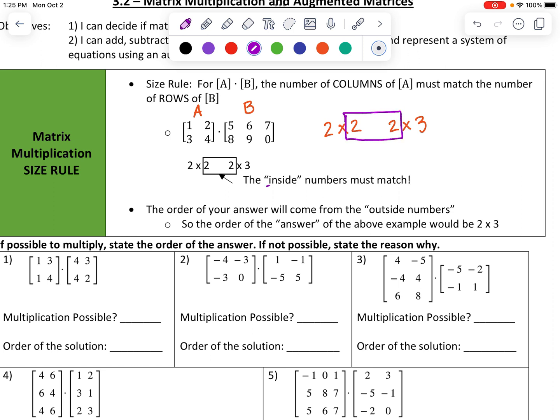So we always think about the inside numbers. These two match. They're both 2's. So we know that we can multiply them. And then it comes to the outside numbers. This leftover 2 out here and this leftover 3 out here become the order of the solution. So always look at rows and columns for each matrix. The columns of your first one have to match the rows of the second one. The leftover numbers on the outside become the order of your answer.